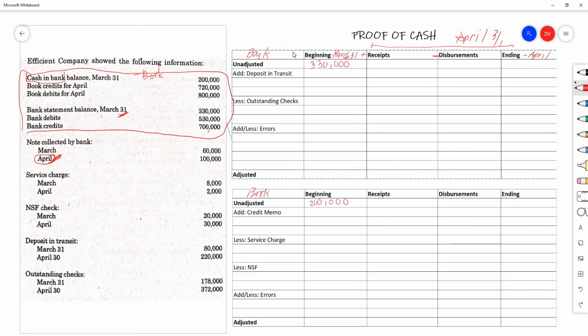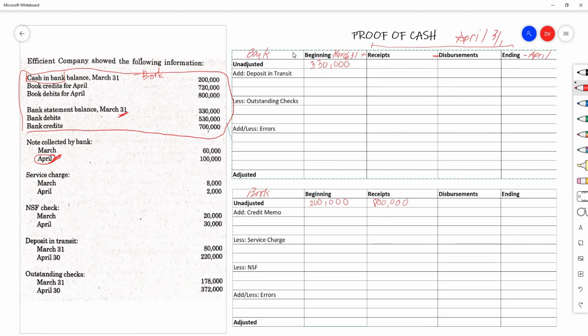Okay? Unahin natin yung bangko. Bank debits and bank credits. Okay? Das book credits saka book debits. So, medyo magulo to, no? Yung credits and debits. Now, come to think of it. Okay? Unahin natin sa book. Ang cash, okay? Since cash ang kinocompute natin dito, ang debit is dagdag. So, dapat siya ang receipts.